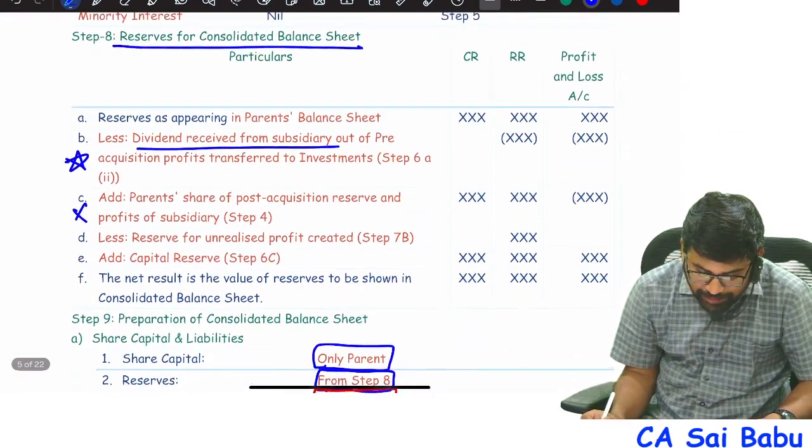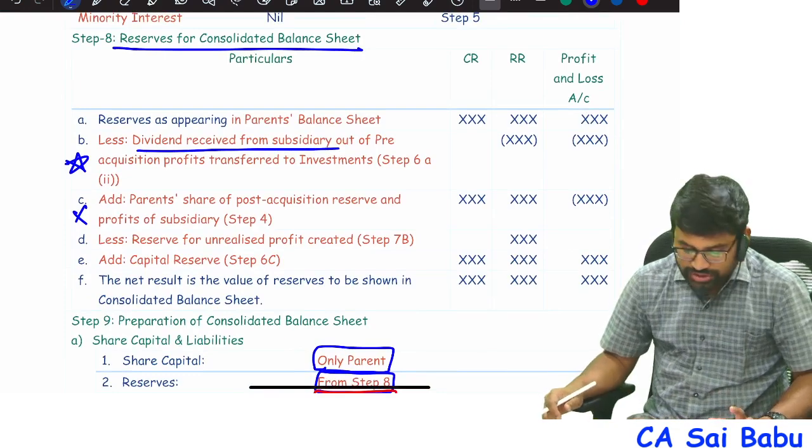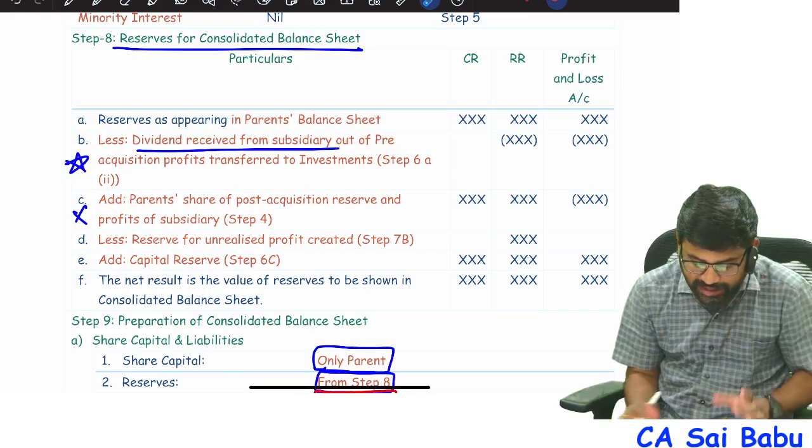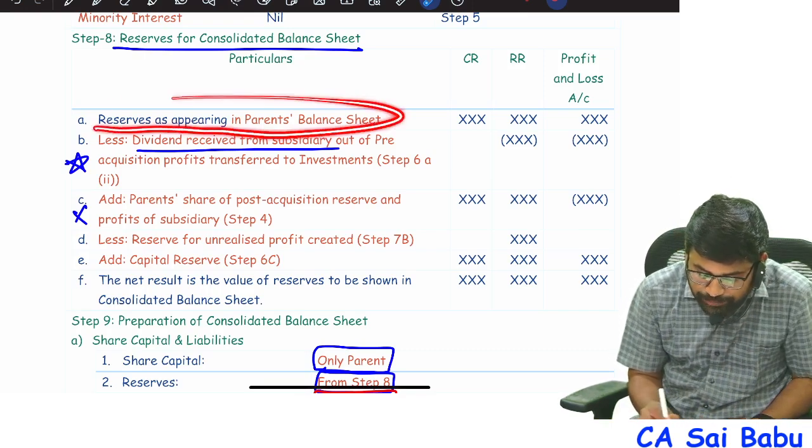And what is step number 8, sir? Reserves for consolidated balance sheets. Sir, important, sir. When you are preparing the reserves for consolidated balance sheet, first always start with the parent company reserves.